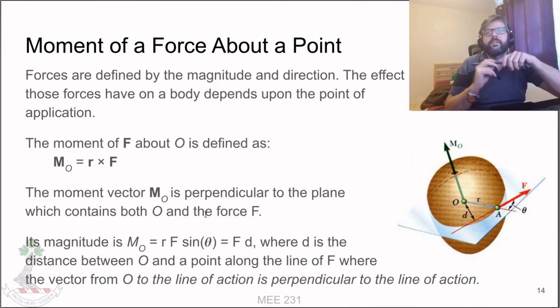So yeah, they are defined by moments. Forces are defined by magnitude and direction, but the effect that they have also depends upon where you apply those forces. So mathematically speaking, the moment of that force about a particular object is defined by this moment here, which is the cross product of the vector from the point that we're measuring it about to the point of application, crossed with the vector of the force itself.